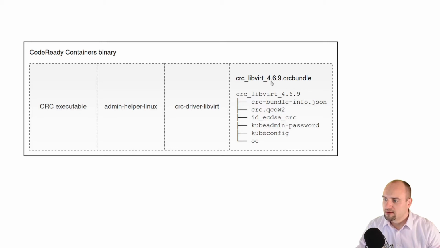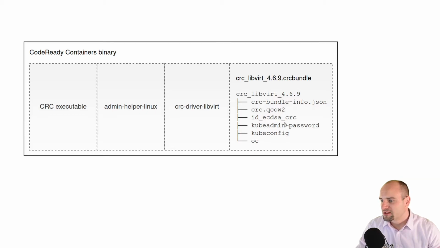You can see that the bundle is based on a particular OpenShift version, which CodeReady Containers are based on. In our case, it is version 4.6.9. This bundle includes the metadata in JSON format, and then the largest part, which is the CRC virtual machine image in the QCOW2 format. This image is almost 2.6 gigabytes large, and that's the image where OpenShift is pre-installed, the single-node pre-installed OpenShift.